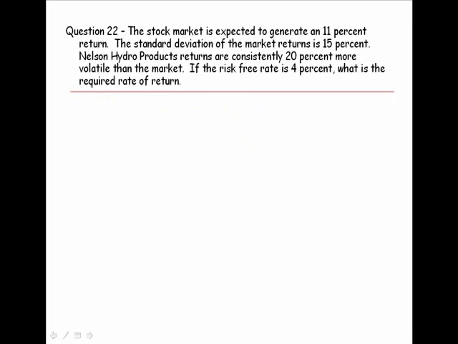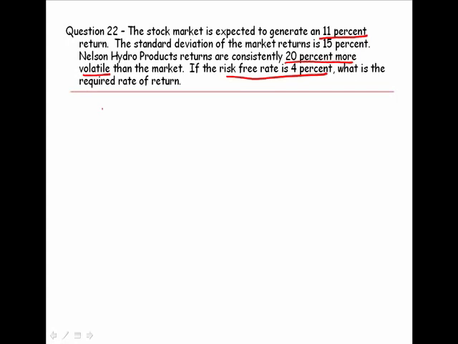The stock market is expected to generate an 11% rate of return. The standard deviation of the market returns is 15%. Nelson Hydro Products returns are consistently 20% more volatile than the market returns. If the risk-free rate is 4%, what is the required rate of return on this asset?